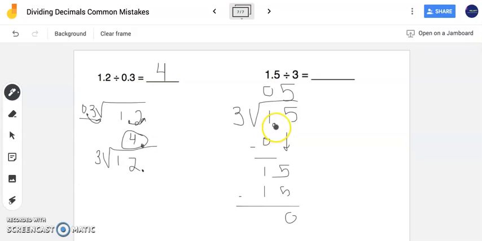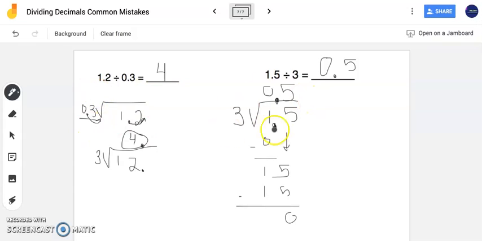Do I see a decimal point? In fact, yes, I do. I see a decimal point right here. So I'm going to bring it right above into my quotient, changing my answer from 5 to now 5/10. Notice I had to take that extra step and look under my dividend and see if there's a decimal point there. If there is, I need to include that in my quotient.